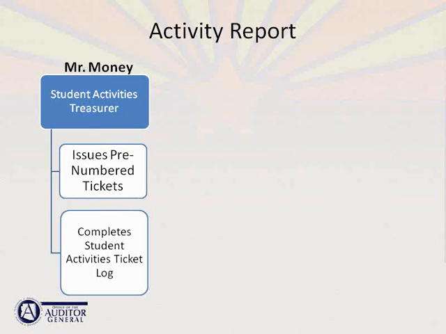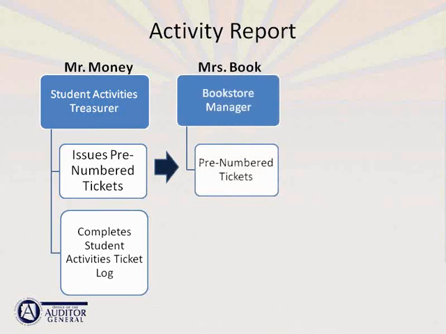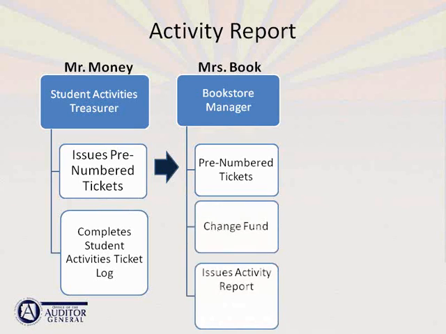That said, our process begins with Mr. Money, the student activities treasurer. Mr. Money issues the pre-numbered tickets to be used for club ticket sales. In this specific case, the chess club is selling tickets for its annual tournament. Mr. Money records the beginning and ending ticket numbers, school, club, date, and total number of tickets issued in the student activities ticket log. The bookstore manager, Mrs. Book, then gets the pre-numbered tickets from Mr. Money and prepares a change fund.